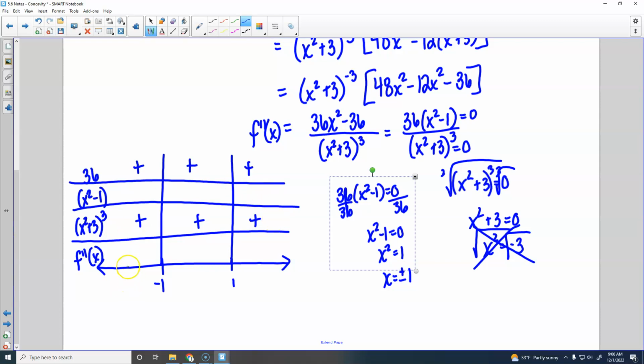If we plug in a number like negative 2, squared is 4. 4 minus 1 is 3. We will get a positive right here. If we plug in something like 0, 0 squared minus 1 would give me a negative, and then we'll get a positive over here. So we get positive, negative, positive for our second derivative.